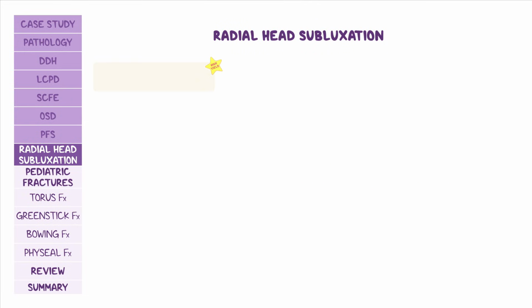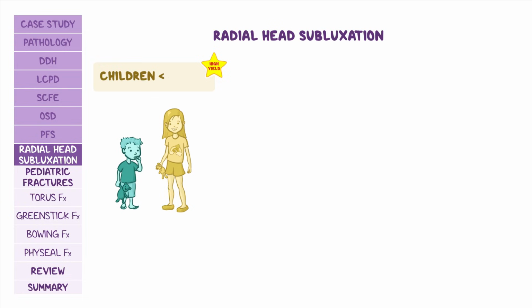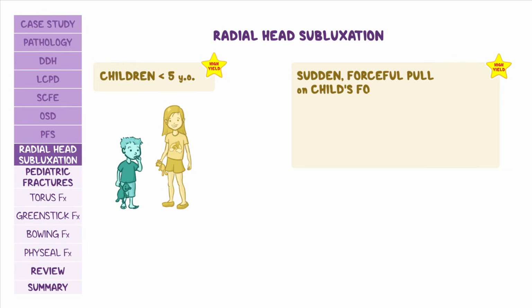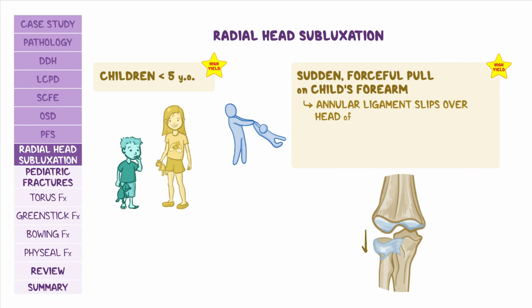Radial head subluxation typically occurs in children younger than 5 years, when the annular ligament has not fully developed yet. In a test question, look for a case of a sudden, forceful pull on the child's forearm. This causes the annular ligament to slip over the head of the radius, preventing the radial head from spontaneously relocating into its normal place.